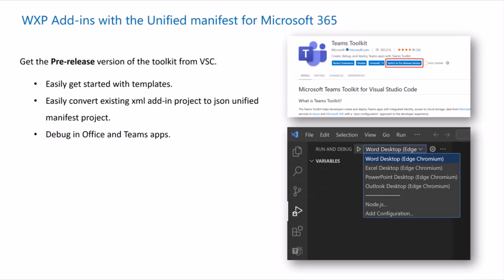Here you can get the pre-release version of the toolkit from the Visual Studio Code marketplace. With this toolkit, you can easily get started with the templates, and also easily convert your existing XML add-in project to a JSON unified manifest project. You can also easily debug or sideload in Office and Teams apps. So have a try with this new toolkit, and remember to switch to the pre-release version of the toolkit.